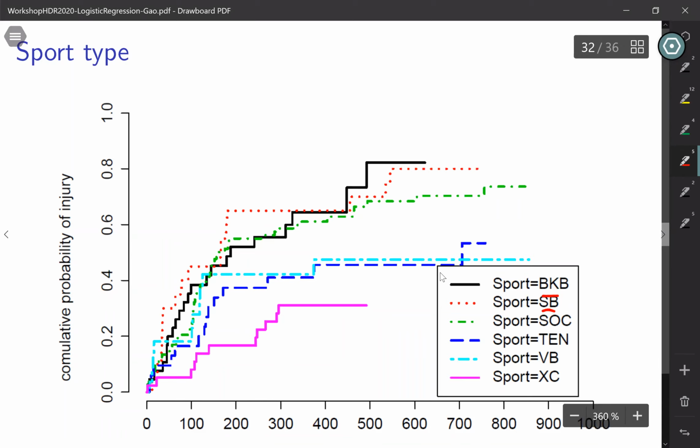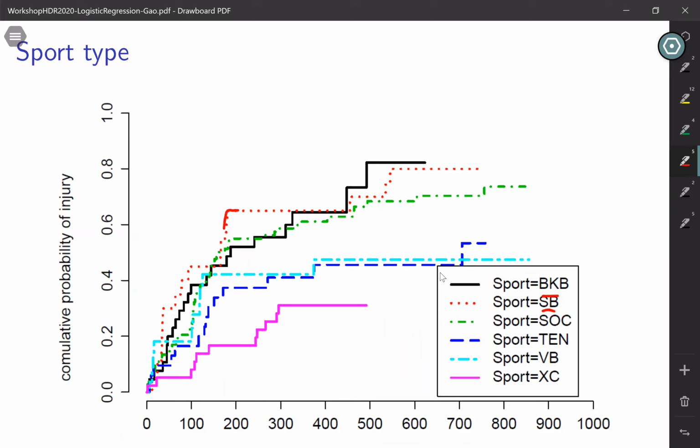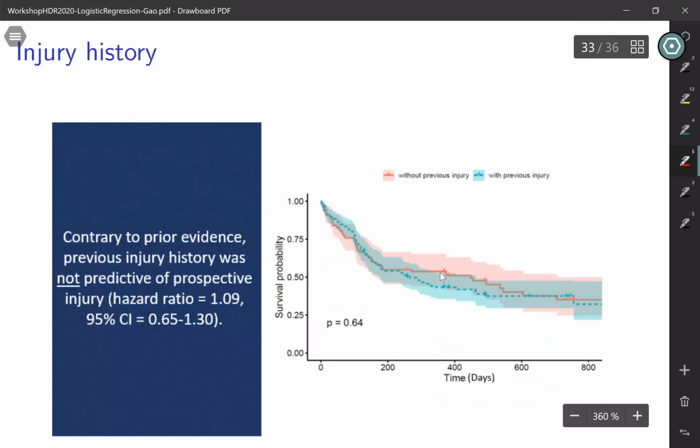You see here, we found that soccer, the red curve, is above all the others most of the time. That means the probability of getting injured for a football player is higher than all the other sports. And this shows that if a player has a previous injury, they are more likely to get a second injury. So if you had an injury before you enrolled in the program, you are more likely to get a second or third injury.